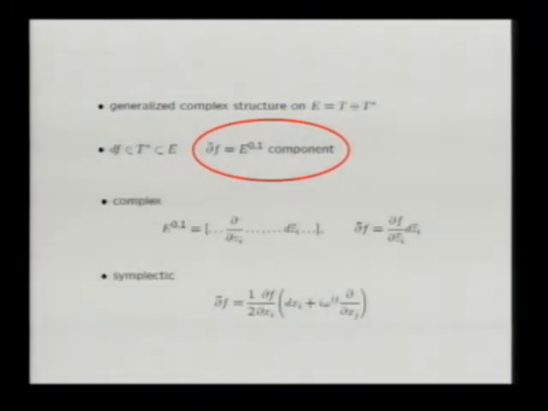So what happens in the two typical situations? Well, for a complex manifold, the only 0,1 part that contains derivatives, that contains forms, is this. So actually here, you just get the ordinary d-bar operator. And for a symplectic manifold, you get this more complicated object here.